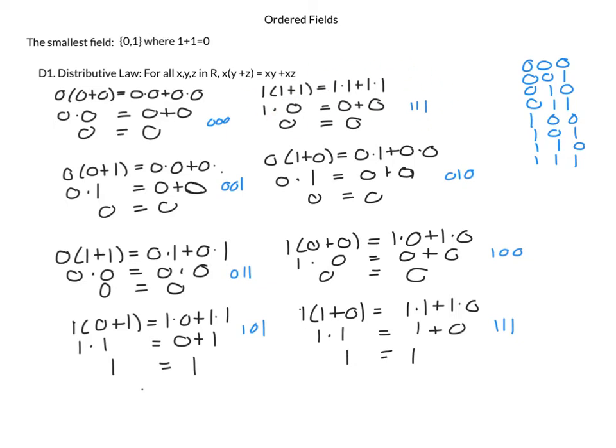So I'll do this one first. Actually, I'll do this one. Here is my 0, 0, 0 case. By the way, this is my 1, 1, 1 case. But I'm going to do this case, my 0, 1, 0 case. So I have 0, 1, 0.